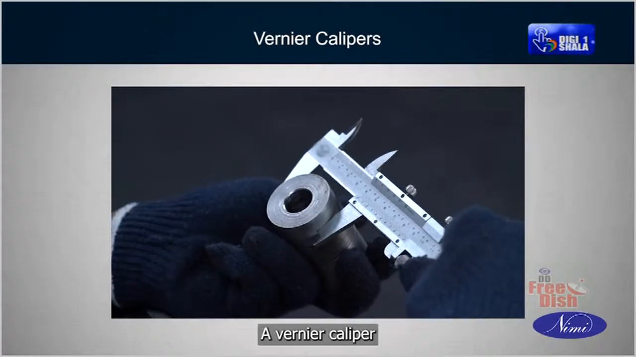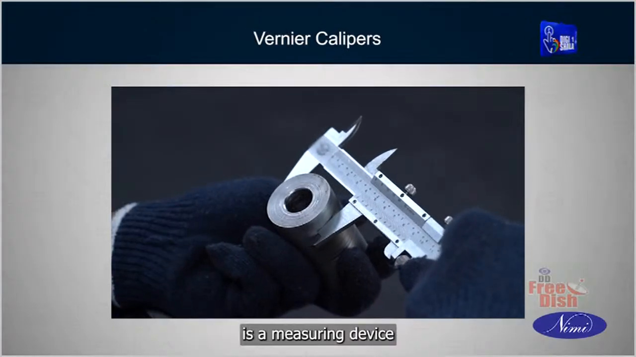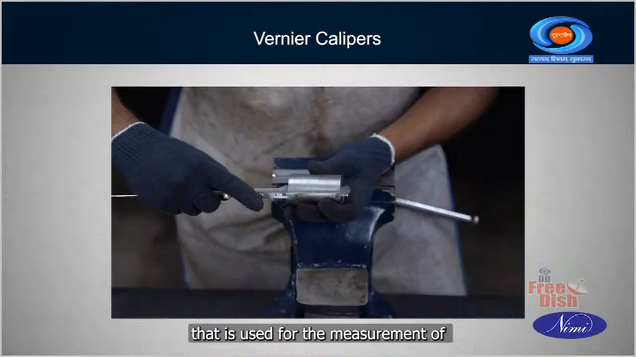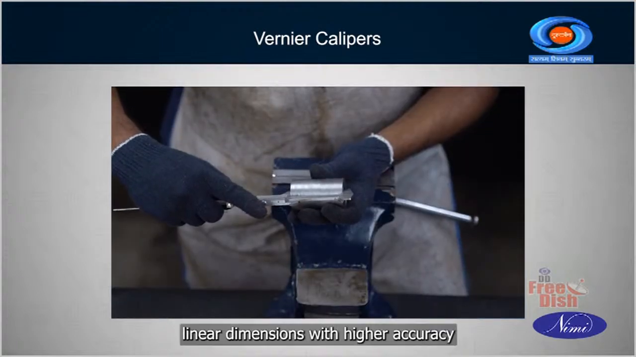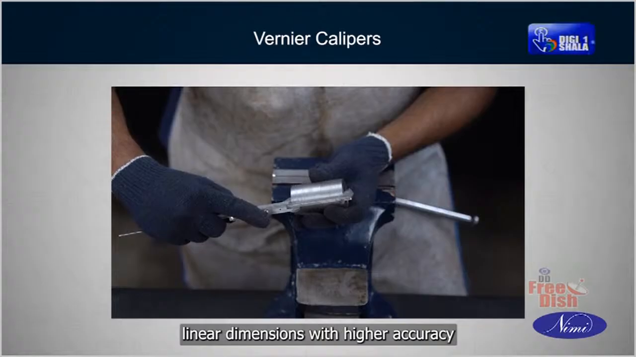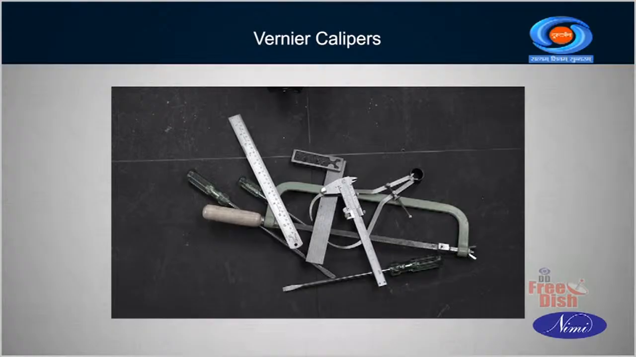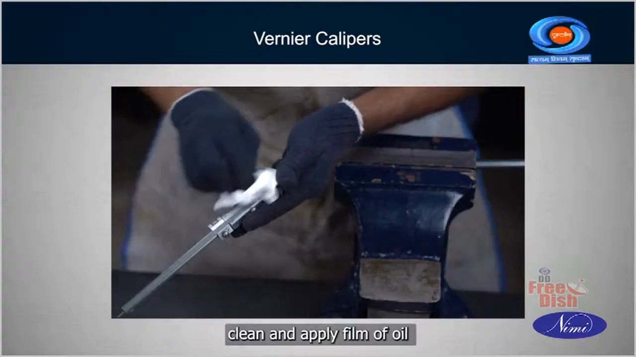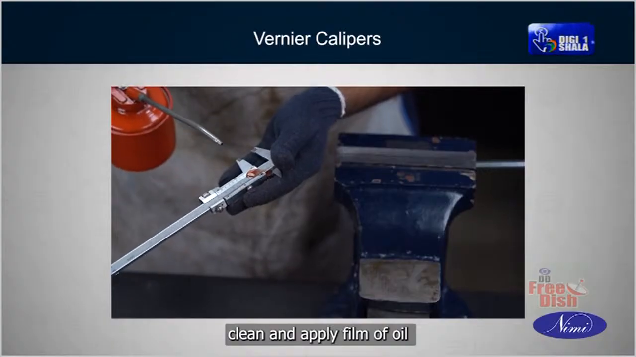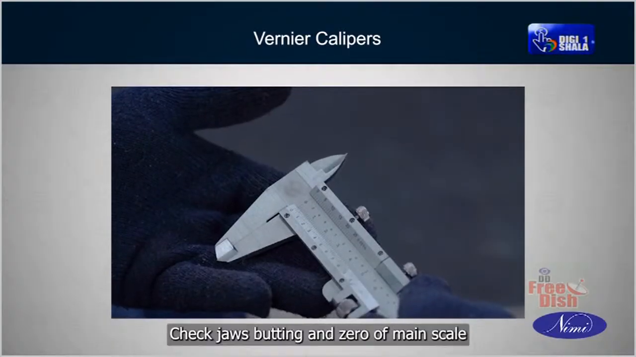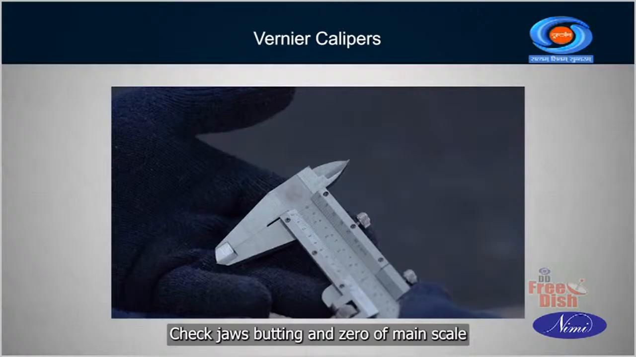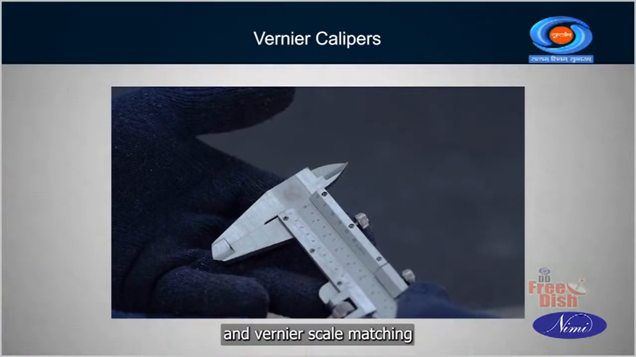A vernier caliper is a measuring device that is used for the measurement of linear dimensions with higher accuracy. Do not place the vernier calipers with other hand tools. After the work, clean and apply film of oil. Check jaws butting and zero of main scale and vernier scale matching.